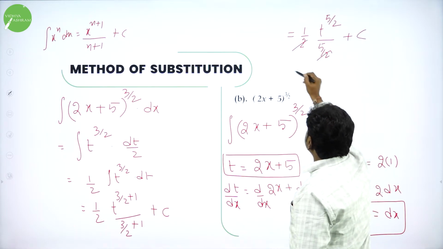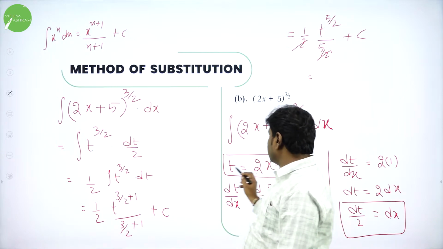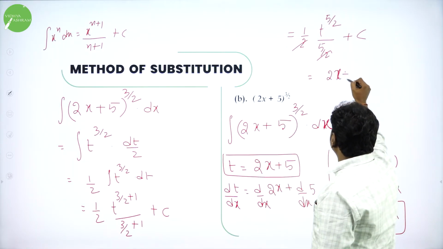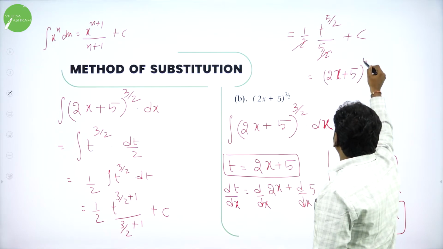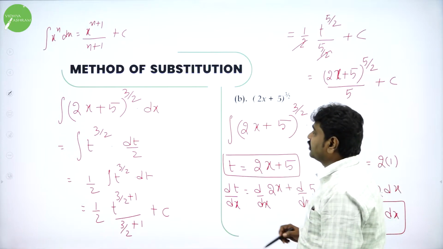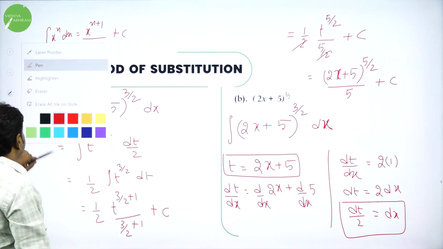The 2 cancels. So finally, substitute the value of t. What is t? 2x + 5. So in the place of t, we have (2x + 5) power 5/2 divided by 5 plus c, which is the answer. So I think you understood this.